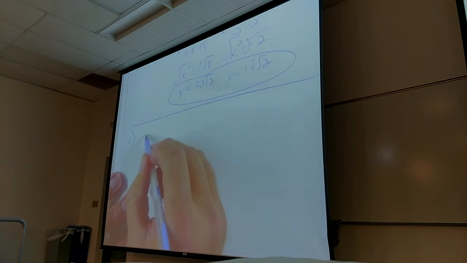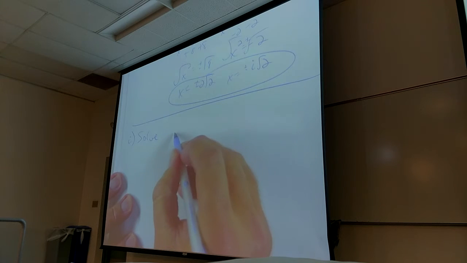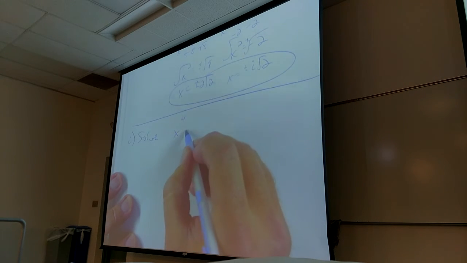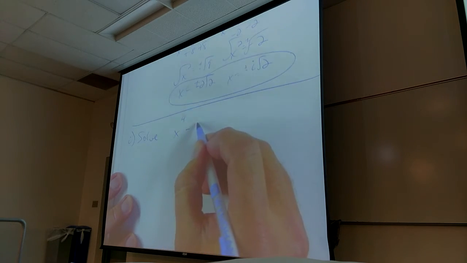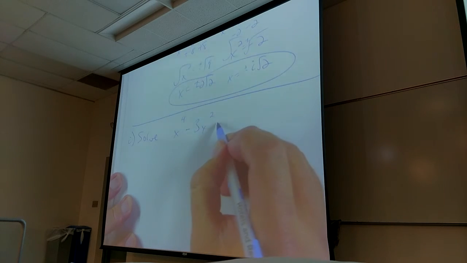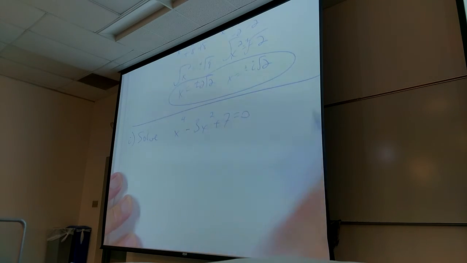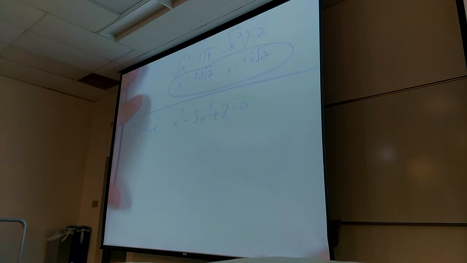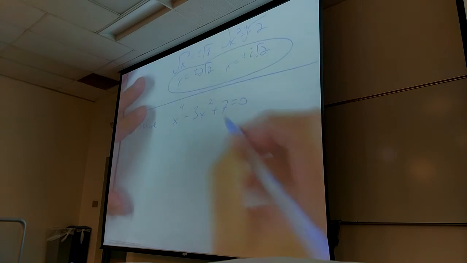So what if I had this? What do you want to do, Jeff? Let's just keep it simple for that. Yeah, I agree with that, Jeff. Let's do x to the 4th minus 3x squared plus 7. So keep it simple, Jeff. Can you do this? Yeah.